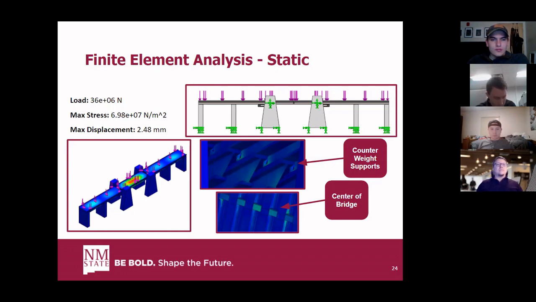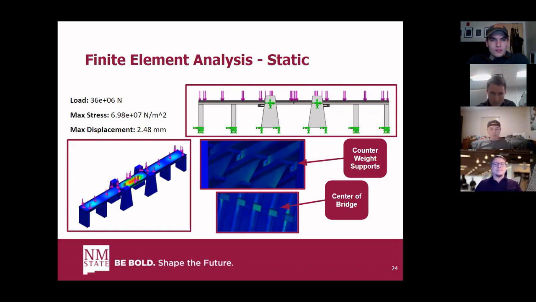So on the bottom left here, we can see where the maximum displacement would occur, and it's where you would expect, in the center of the bridge. However, that maximum displacement is minimal, rounding out to around 2.5 millimeters, and that's something we're okay with and meets our safety requirements. We also generate a max stress, which is around 70 million newtons per meter squared. And that's actually going to occur where the supports are right under the shaft. And that's how you know the supports are working, because they're taking a lot of that maximum stress.